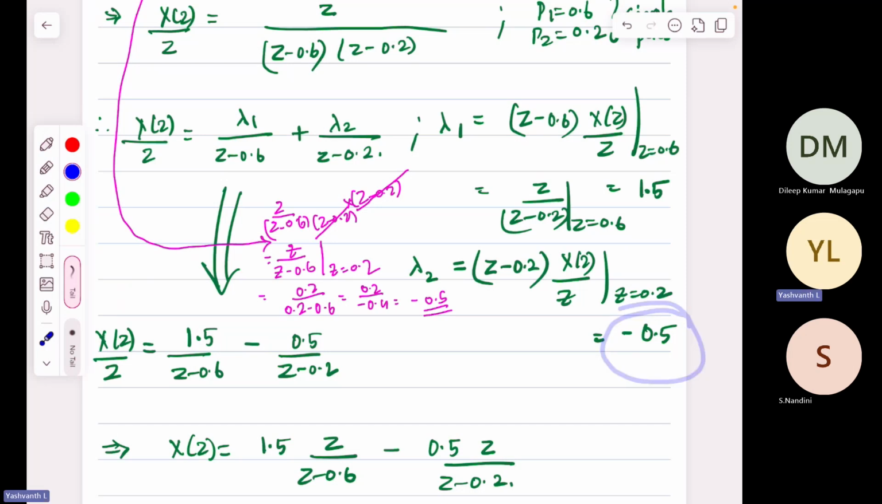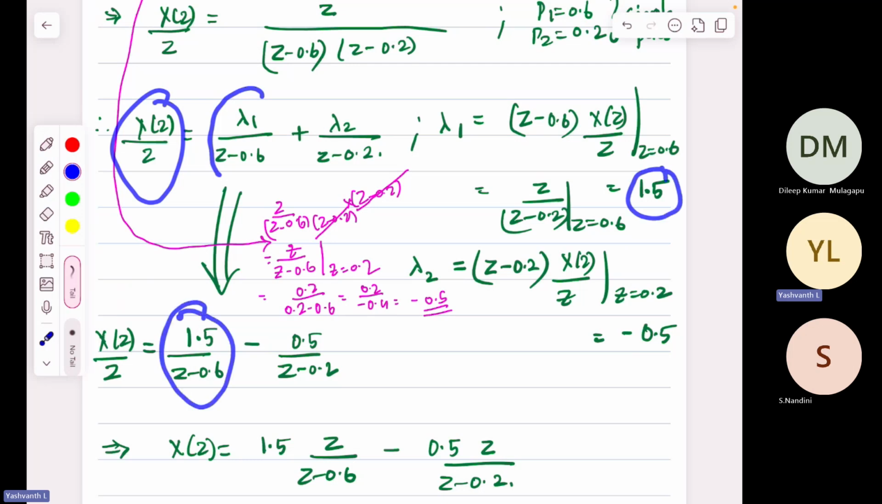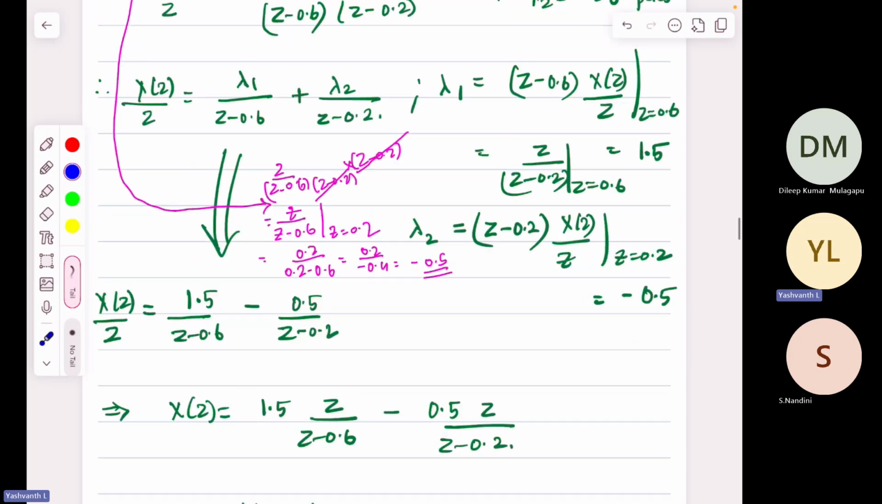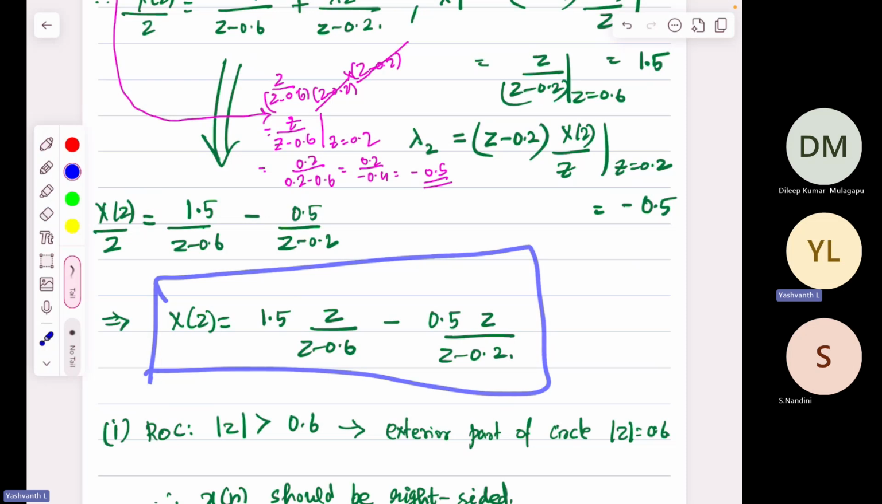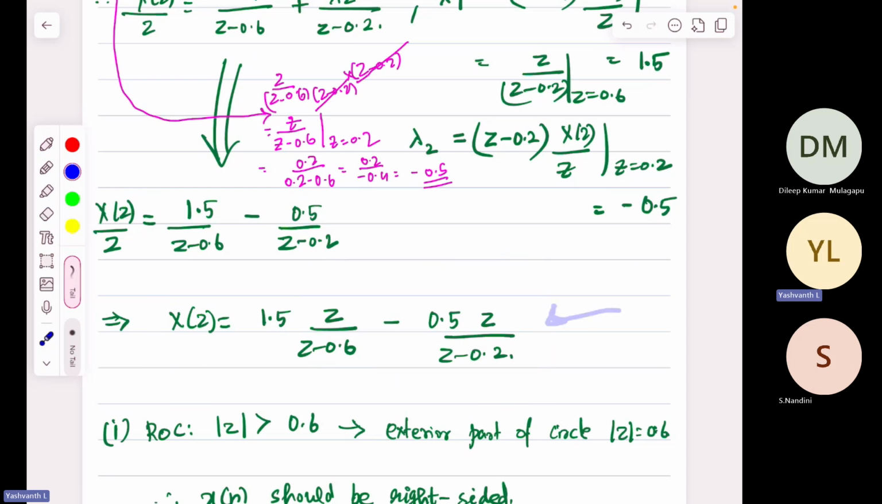Okay, that means you can write X(z)/z as lambda 1, which is nothing but 1.5, divided by (z - 0.6), plus lambda 2, which is nothing but -0.5, divided by (z - 0.2). Now you multiply z on both sides. Then what you get is X(z) equal to 1.5 z/(z - 0.6) minus 0.5 z/(z - 0.2). Okay, great. Now we have found the partial fraction expansion. Now we need to invert this with respect to the given ROC.